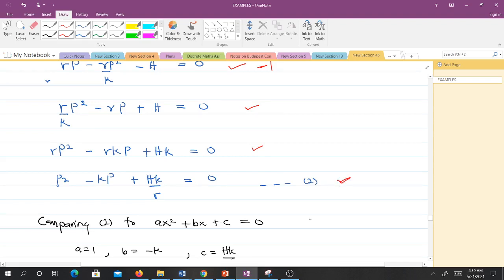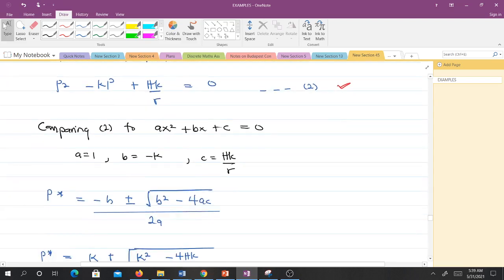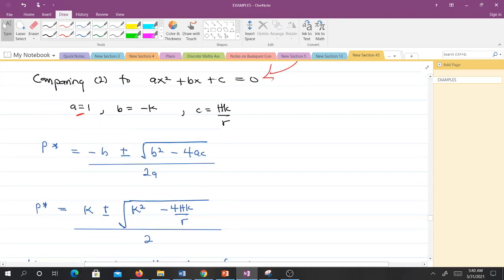And you know equation 2 is a quadratic equation, right? So comparing equation 2 to the quadratic equation, ax squared plus bx plus c equals 0, it implies that a is 1. Can you see that when you compare these two? And it implies that b is minus k, and c is hk over r. So to find the root of this quadratic equation, we use the quadratic formula, which is given by minus b plus or minus root of b squared minus 4ac over 2a. So this is our b, this is our a, this is our c. We just make substitution into the quadratic formula.